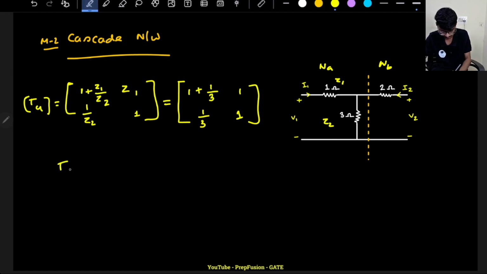What is the ABCD parameter of network B? It is just a simple series element. So use the same formula. How can you use the same formula? For network B, I can write it like this. This is 2 ohms and this is open circuit.